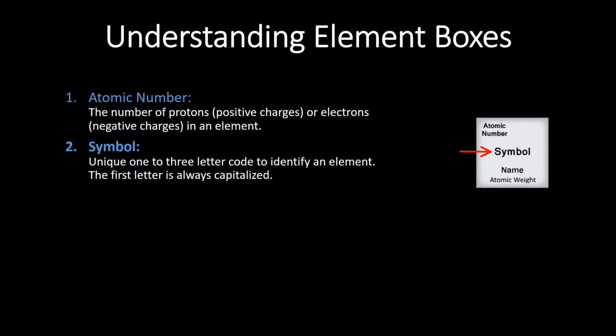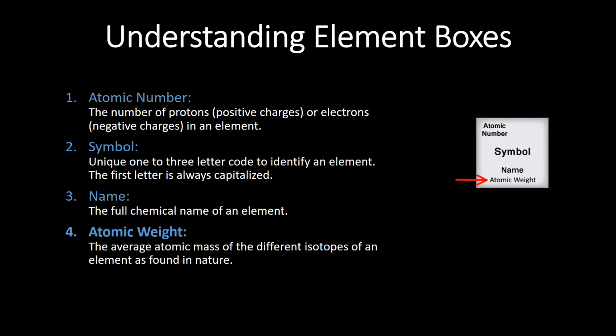Second, we have the symbol. The symbol is a unique 1 to 3 letter code that scientists use to identify an element. The first letter of a symbol is always capitalized. Third, we have the name, which is the full chemical name of the element. And lastly, we have the atomic weight.